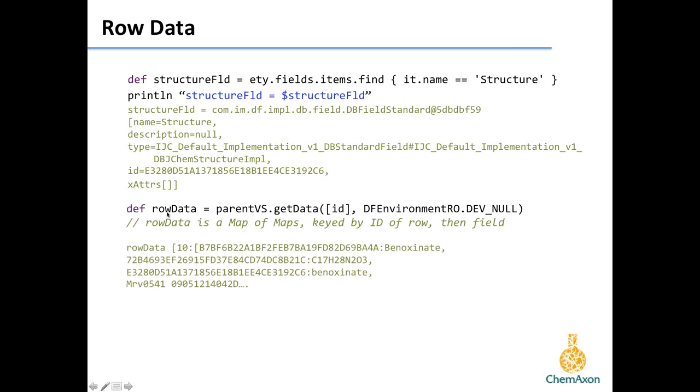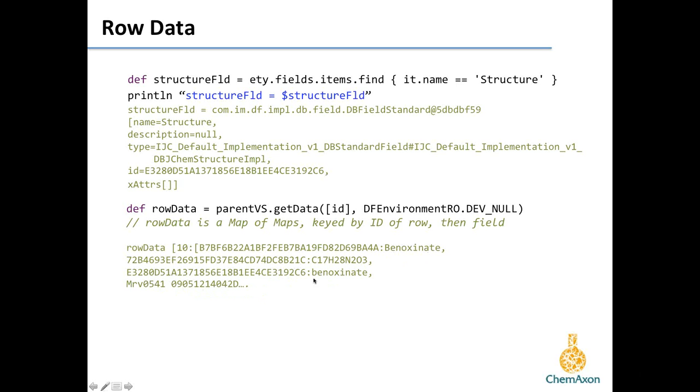So here's our row data, our call command again. First I'm going to define what my row data is, because you pull an entire row of data effectively at once when you're pulling data from Instant JChem. And this is just a map of maps, which are keyed by the ID of the row and then the field. So if we echo out our row data here, it's going to show us that for row ID 10, this field has this property, this field has this property, and so on and so forth.